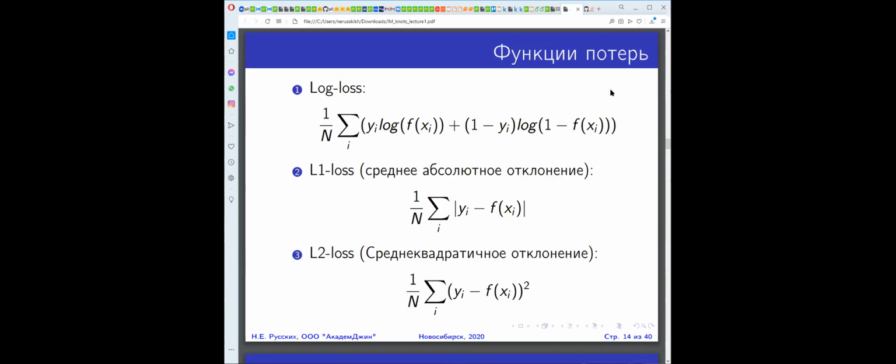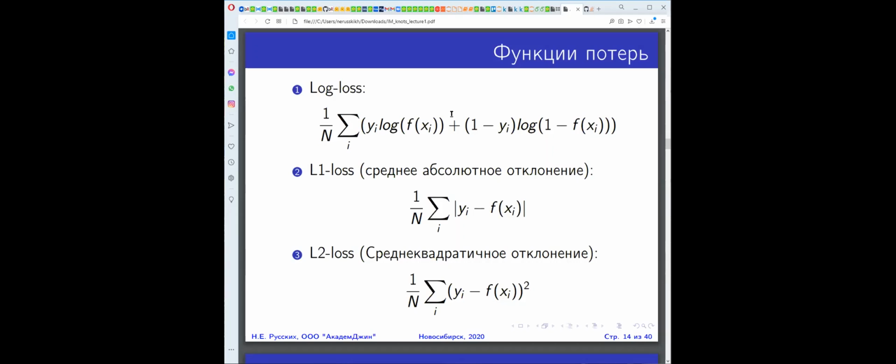So we would like to measure the discrepancy between the true answer and the model output, and we can do it in this way. Here y with index i is the answer for the sample i, and one can see that the closer the prediction is to the correct answer, the lower the loss function is.